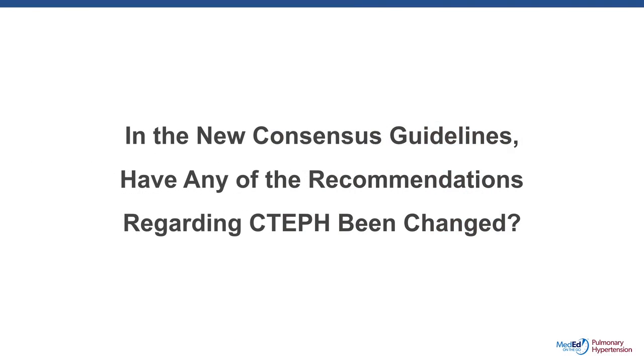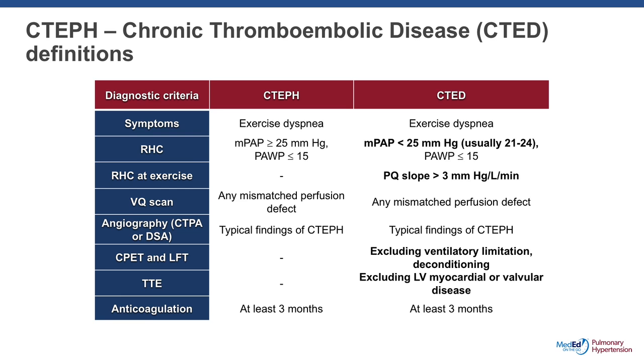We had the 6th World Symposium on Pulmonary Hypertension in early 2018, and one important task force had to do with chronic thromboembolic pulmonary hypertension. So the subject of today's conversation is, in these new consensus statements from the World Symposium, have there been any recommendations regarding CTEPH?